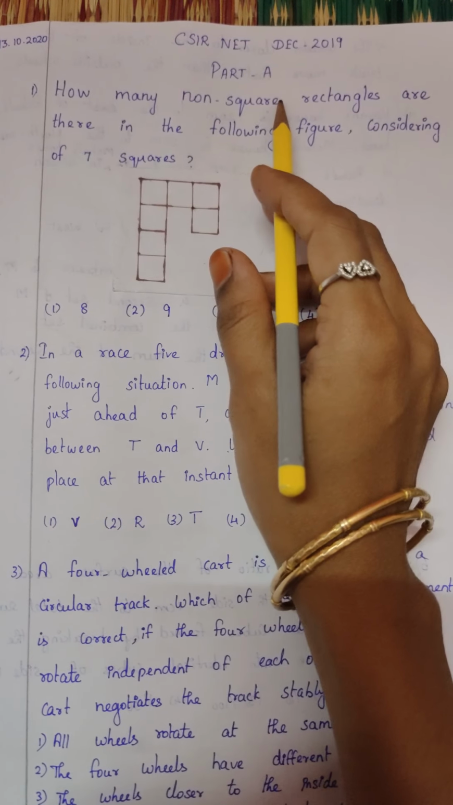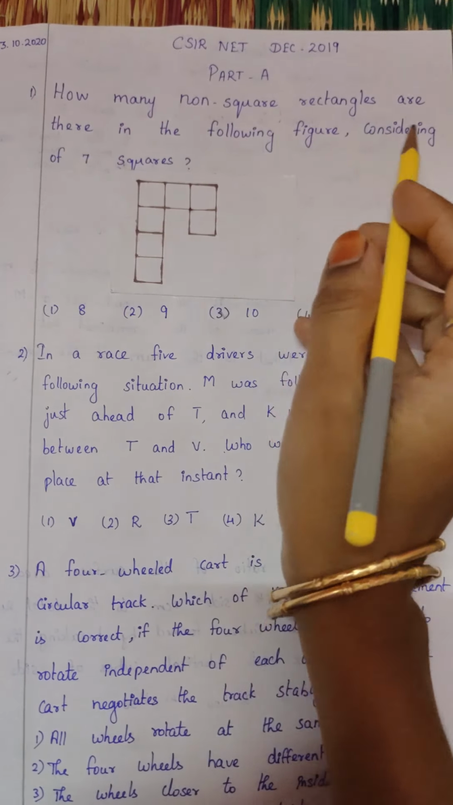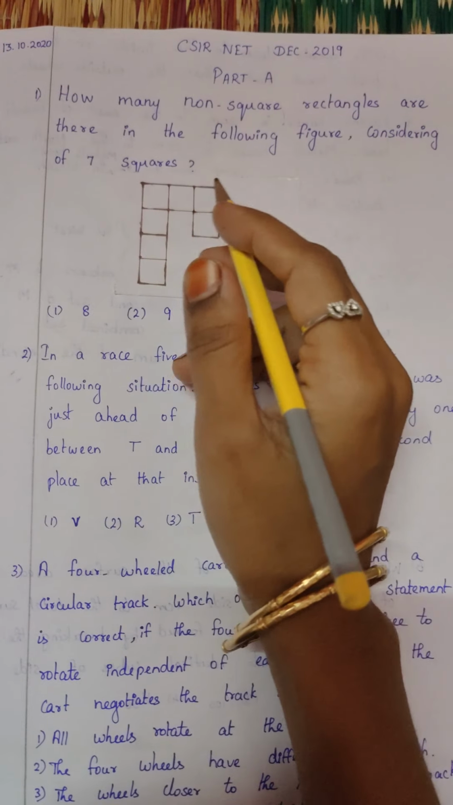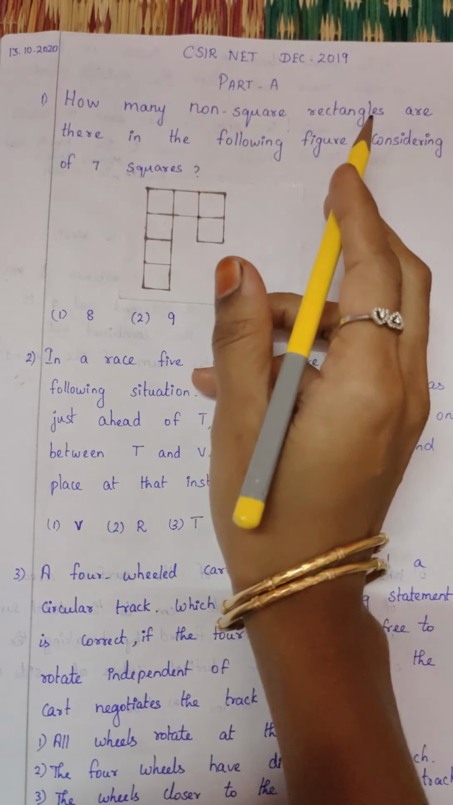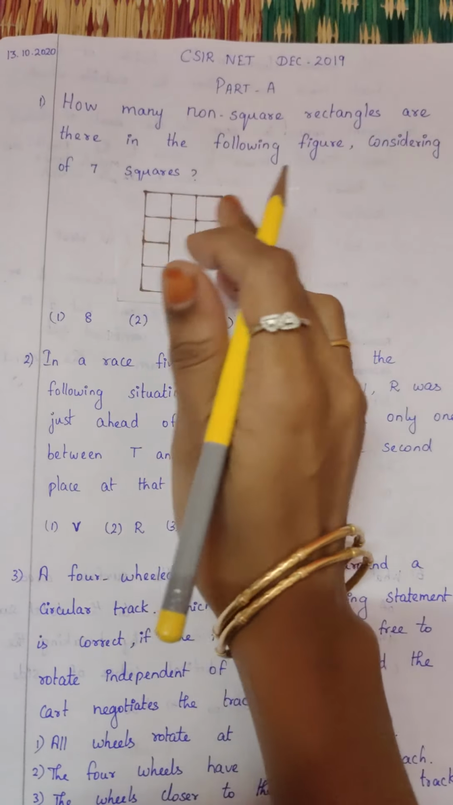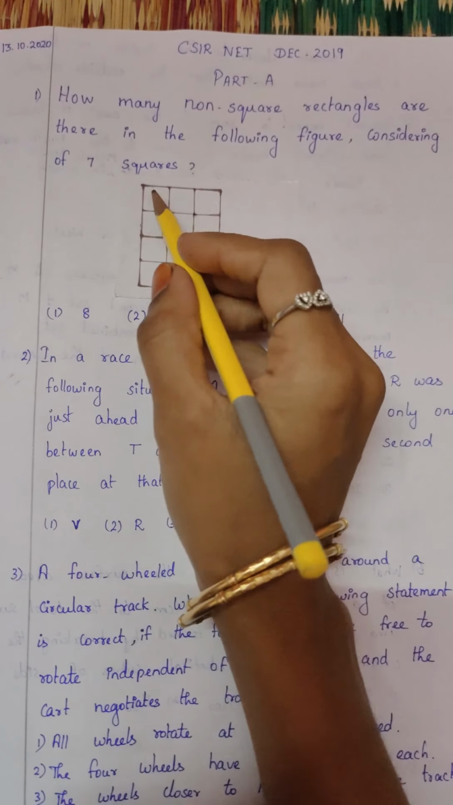In part A, we are going to see how many non-square rectangles are there in the following figure consisting of 7 squares. So they have given 7 squares and we have to consider it as non-square rectangles. So we have to count the rectangles.